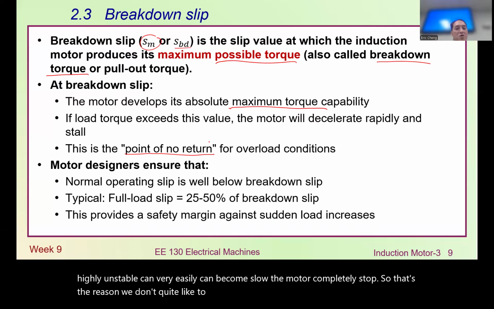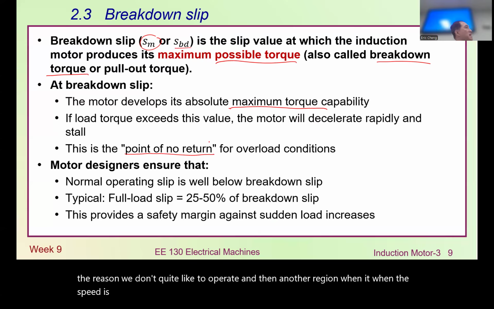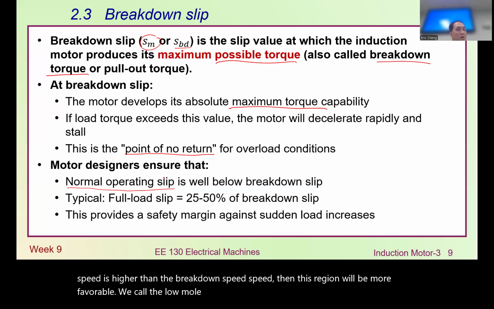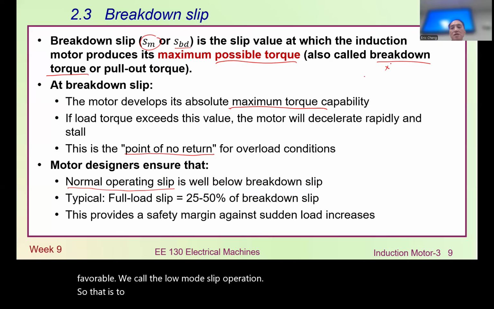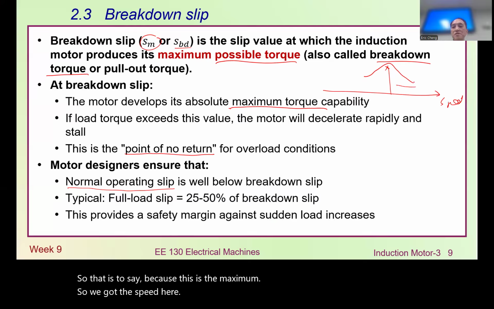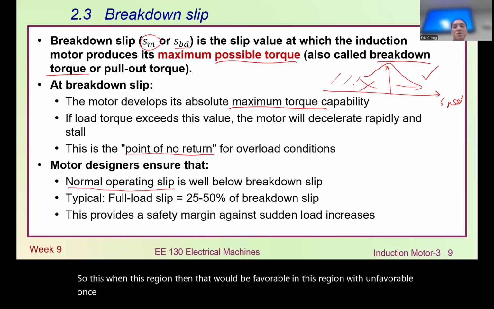The other region, where the speed is higher than the breakdown speed, is more favorable. We call it the low slip operation. So we have the maximum torque value here, and the speed here. In this region, the operation is favorable. In this region, it's unfavorable. Once we enter this region, the motor very easily gets stalled. Later on, we will see what the curve looks like.